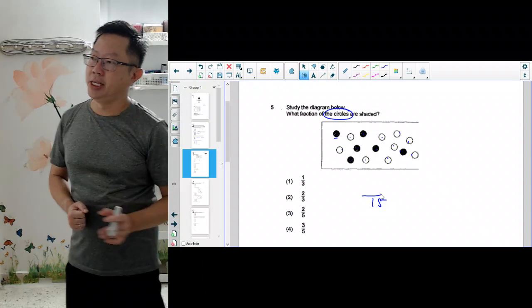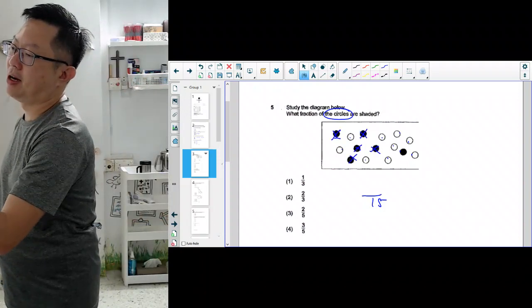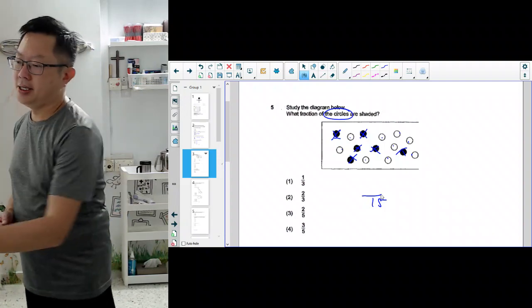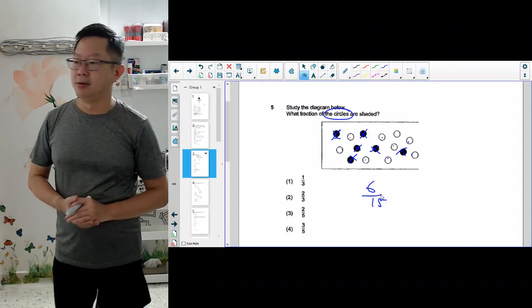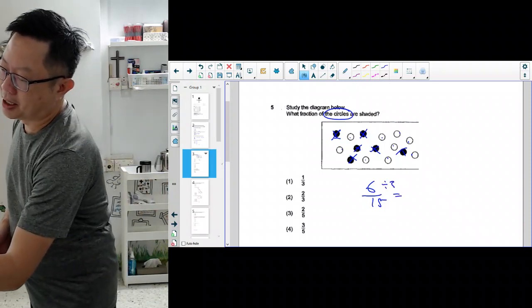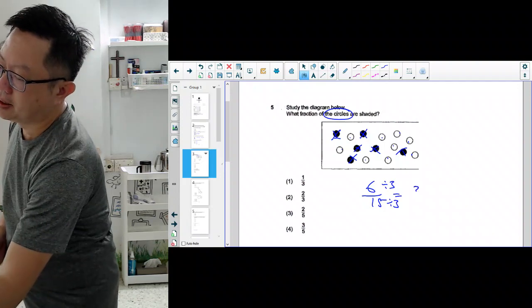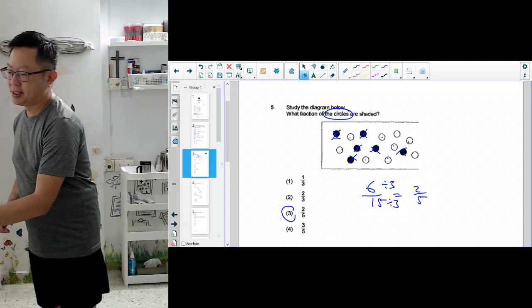And how many are shaded? Then you count. So you have 1, 2, 3, 4, 5, and 6. So the numerator is how many shaded circles, and the denominator is the total circles. And of course you have to simplify your fraction. So you divide by 3 and you divide by 3, you get 2/5. So 2/5 of the circles are shaded, which is answer number 3.